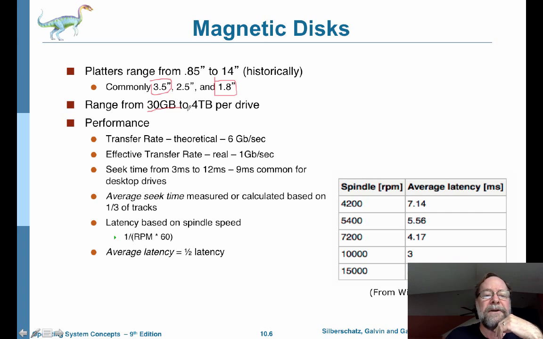Standard capacity for a hard drive these days is, well, if you got a very, very tiny hard drive, it might be as small as 30 gigabytes. Much more commonly now, when you go and buy a hard drive, you're probably getting something like 1 to 4 terabytes. So a great deal of space that you can store on a hard drive compared to how much you can store in the RAM.